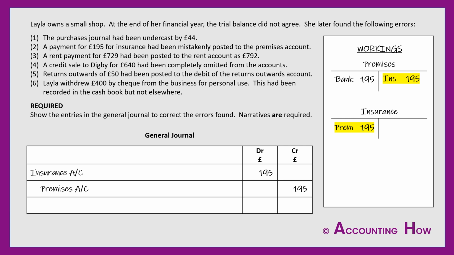And then the type of error, we've got the wrong type of account. We said she's muddled up an asset account with an expense account. And if you know your errors, you will know that that is an error of principle. So the narrative at the end being the correction of an error of principle.